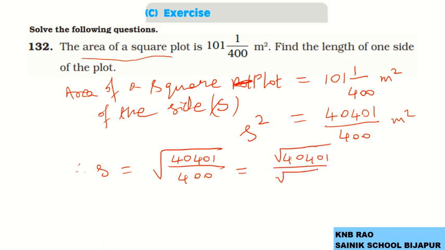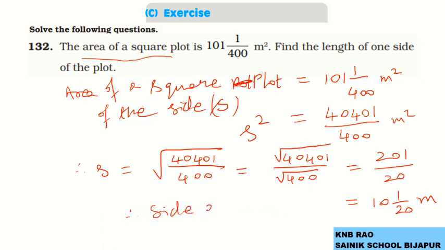Take the square root of the numerator and the denominator separately. The square root of 40,401 is 201 and the square root of 400 is 20. When you convert it again into a mixed fraction, 10 and 1/20 meters will be the side of the plot. Okay, so this is how we solve this question.